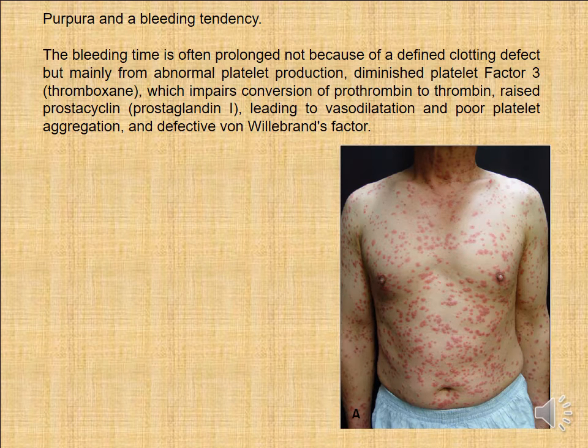Purpura and bleeding tendency: as you can see in this figure, the bleeding time is often prolonged, not because of a clotting defect, but mainly from abnormal platelet function, diminished platelet factor 3 and thromboxane, which impair conversion of prothrombin to thrombin, and a rise in prostacyclin, prostaglandin I2, leading to vasodilation and poor platelet aggregation, and defective von Willebrand factors.